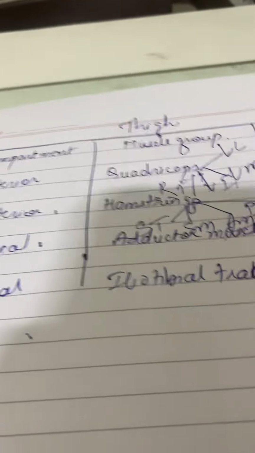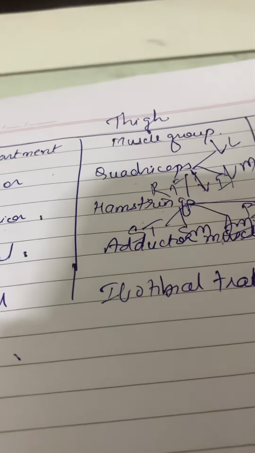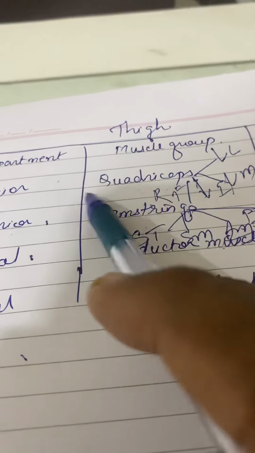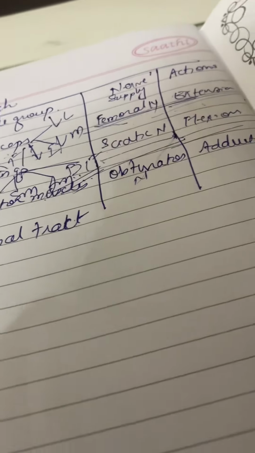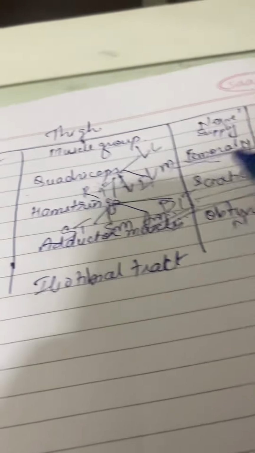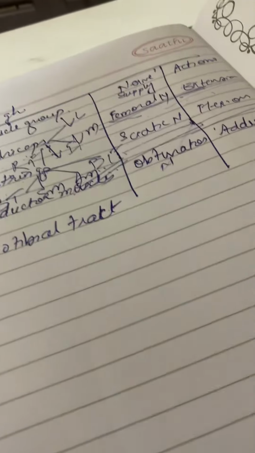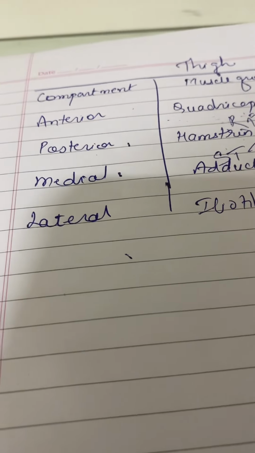If you correlate this to the upper limb, or contrast it with the upper limb, the anterior compartment of the upper limb was flexor. In contrast, the anterior compartment of the lower limb is extensor, and vice versa. The posterior compartment of the upper limb was extensor, and the posterior compartment of the lower limb is flexor.